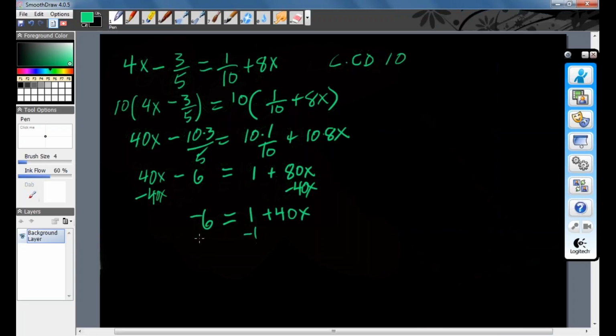Minus this 1 on both sides, and you get this. Negative 7 equals 40x. Divide by the 40 on both sides. So you see how that 40 divides out, becomes a 1, and our final answer is just this negative 7 over 40. It's not the nicest answer, but that's our answer.